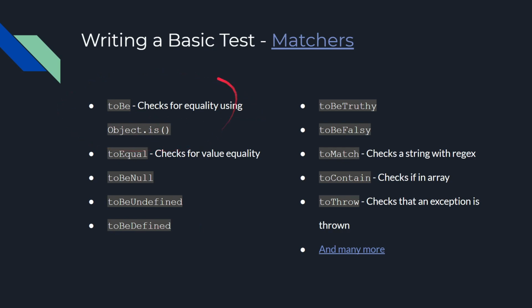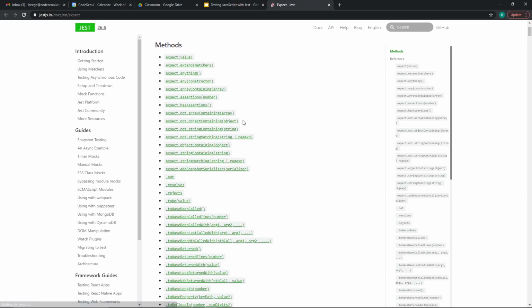So toBe checks that one object is the same as another object. toEqual checks for the value equality of those objects. Then you have many that are self-explanatory: toBeNull, toBeUndefined, toBeDefined. If you understand JavaScript, you understand what those are. You have toMatch, which you can use a regular expression to test a string. toContain, to check if a value exists in an array. All these kinds of things. There's a big list. Let's actually pull it up briefly.